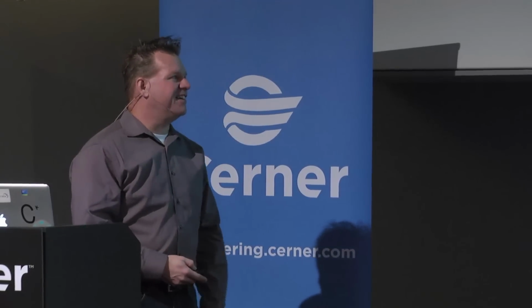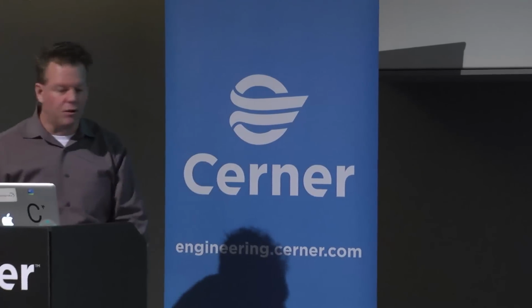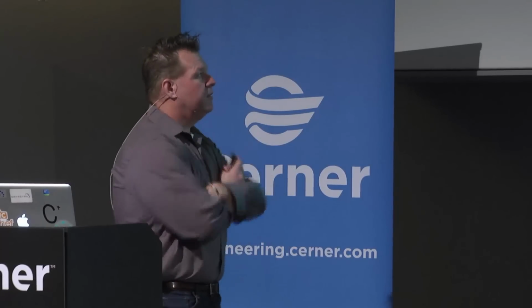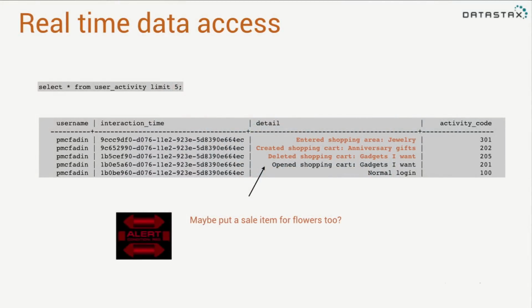Anyway, it's a funny story, but it illustrates the point that it does work, and when used properly, it's really cool. So now that I reverse that data, and I'm almost done here, guys, we can ask some questions. Once I reverse that data, whenever I select star from user activity and limit it by 5, because I've reversed that order on the storage engine, the last 5 things that I get are the last 5 things that have happened.